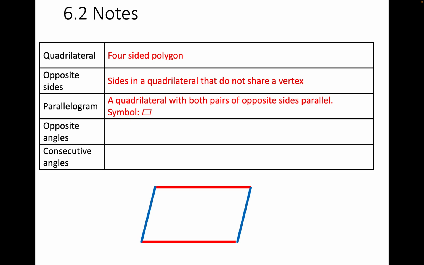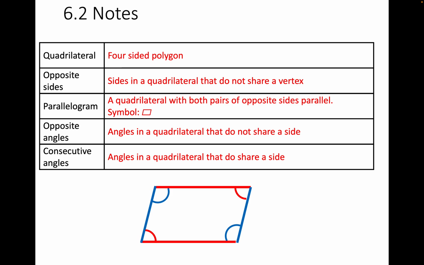and it has a special symbol, and I've written that symbol down there. Opposite angles are the angles in a quadrilateral that do not share a side. So for example, these two red angles are opposite angles, and these two blue angles are opposite angles.